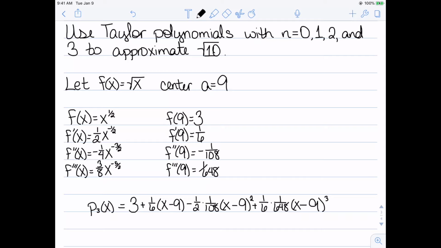The third term is my third derivative, 1 over 648, divided by 3 factorial, so times 1 over 6, times x minus 9 cubed. In order to find the square root of 10, I stick 10 into this polynomial. And if I work that out, I get approximately 3.162. So that's our approximation for the square root of 10.